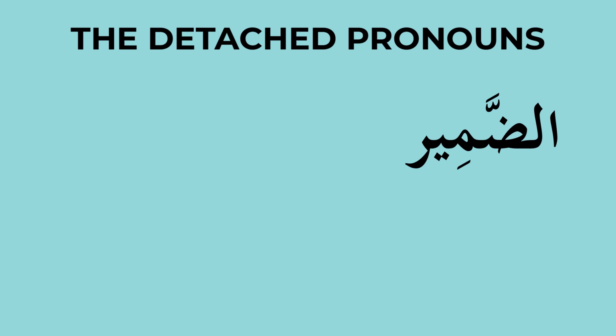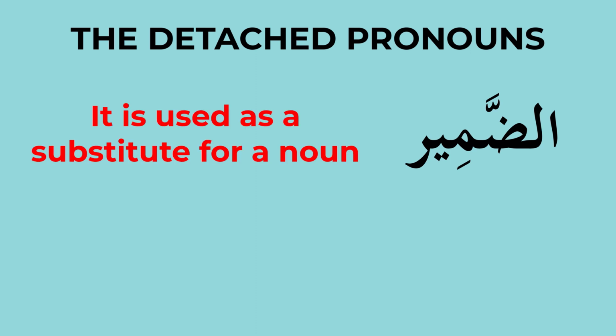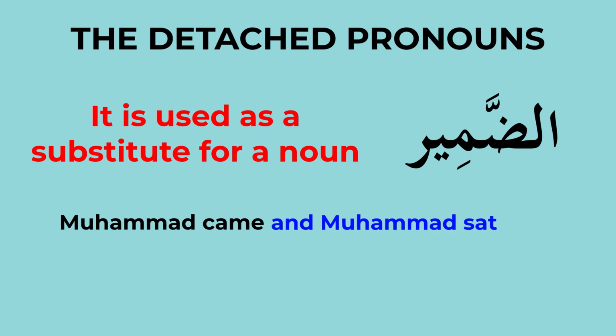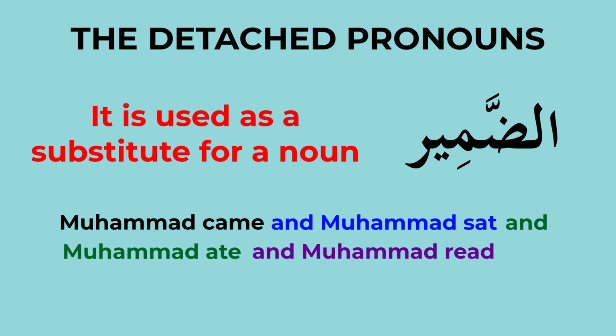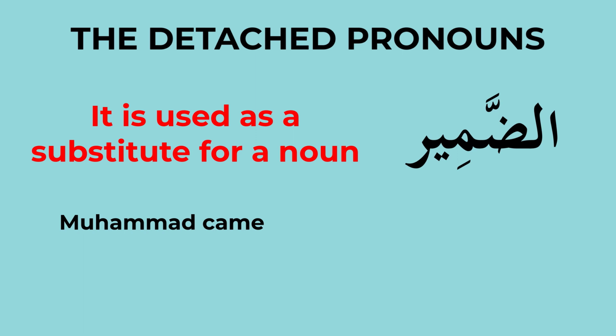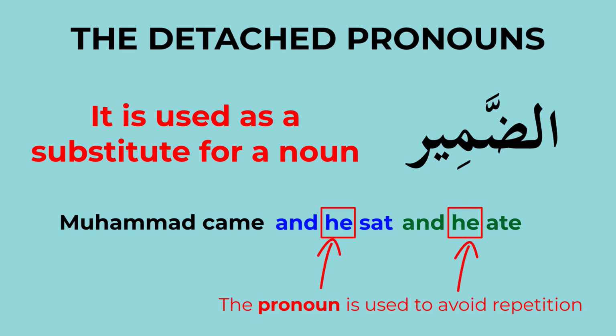Now, a pronoun is a word used as a substitute for a noun, so that you don't repeat the noun all the time. If I say to you, Muhammad came, and Muhammad said, and Muhammad ate, and Muhammad read, it doesn't sound nice to your ear. What I will say is, Muhammad came, and he sat, and he ate. Now that is much easier and nicer to the ear. So the pronouns come instead of nouns so that we avoid repeating them.